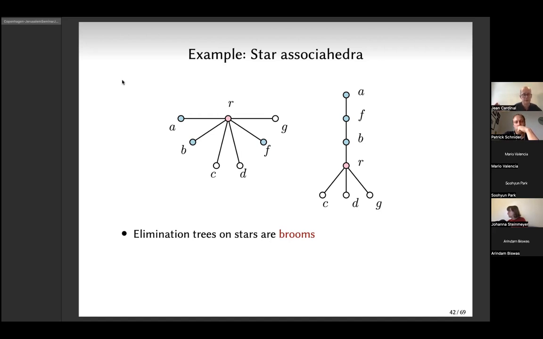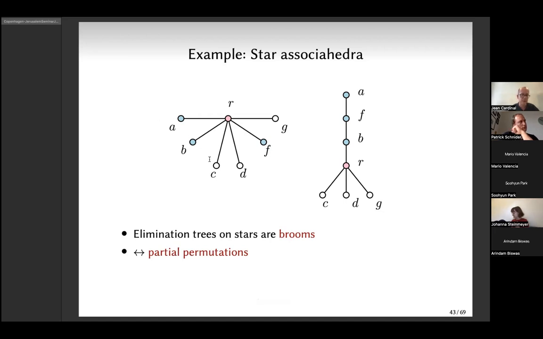So the elimination trees on the star are very simple. They're brooms, right? You eliminate a number of leaves, and then you eliminate the center, and then what remains is just completely disconnected. Okay, so you've got a long handle and then a star at the bottom, and we call these brooms. And let us label the leaves here from 1 to n. And remember, the children of a node in an elimination tree are not ordered. So these objects, these brooms, these elimination trees on stars, are in bijection with partial permutations.